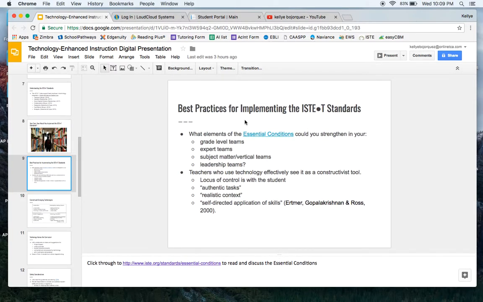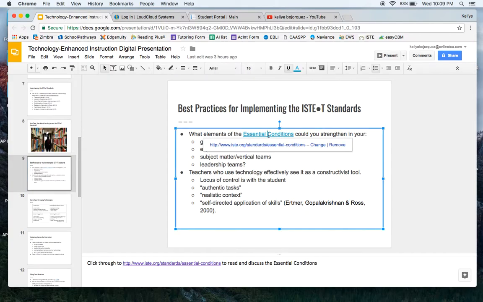Best practices for implementing the ISTE standards, I would want to talk about the essential conditions and follow this link through and talk about how this research, definitely Ertmer, Gopalakrishnan, and Ross in 2000, talked about all of the constructivist aspects of learning that make technology most effective in learning. So giving them that theoretical basis.